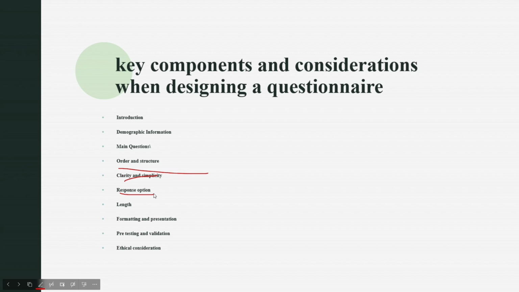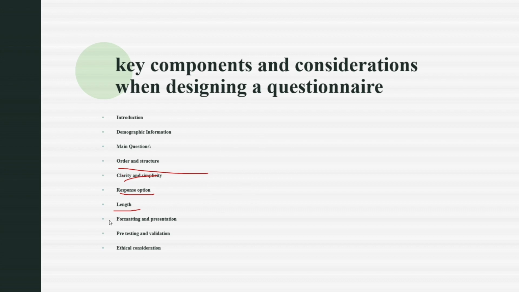And then length. So keep the questionnaire focused to minimize respondent fatigue and to increase the completion rate, and strike a balance between collecting sufficient data and respecting the respondent's time and attention. Consider using skip logic or branching to customize the questionnaire based on respondents' answers, and streamline the survey experience.